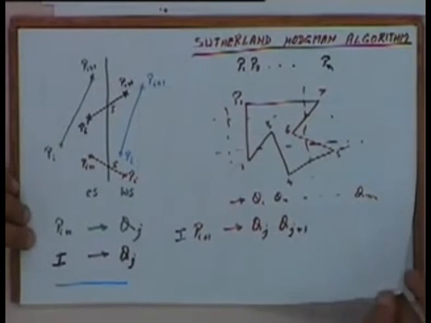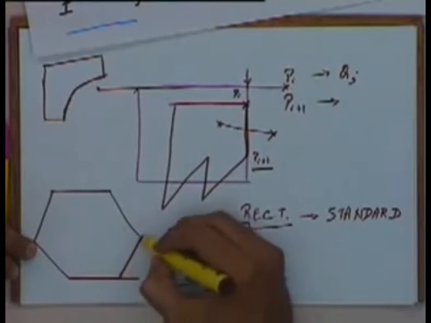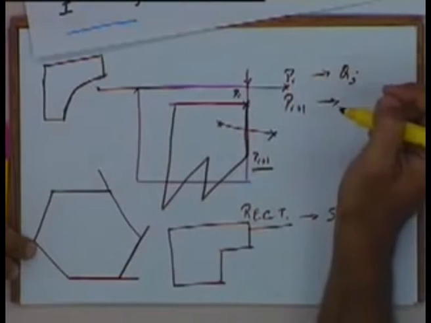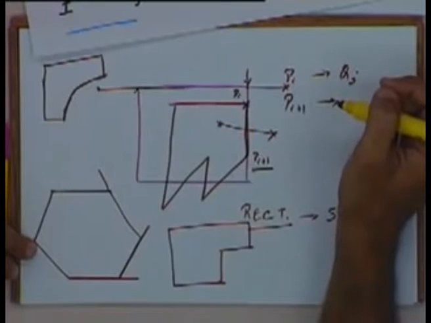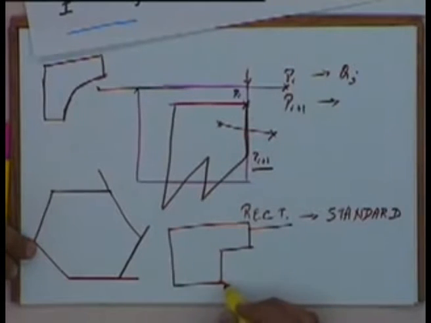Okay, if we follow this algorithm for a convex clipping polygon like this, we first clip with respect to this edge, then with respect to this edge, then with respect to this edge, and so on. We'll still get the same result. We'll still get the correct result. But if we follow it with respect to this concave clipping area, we will not get correct results.